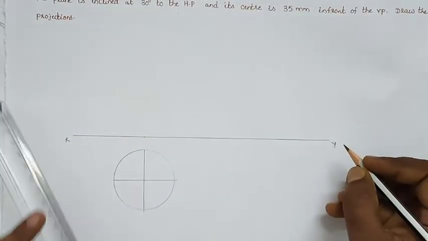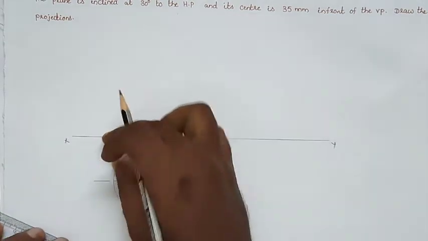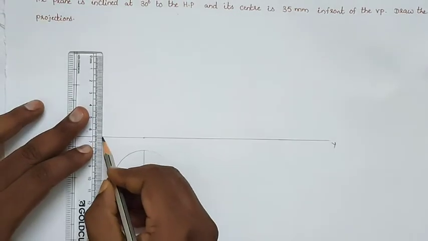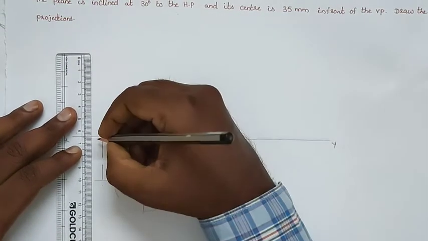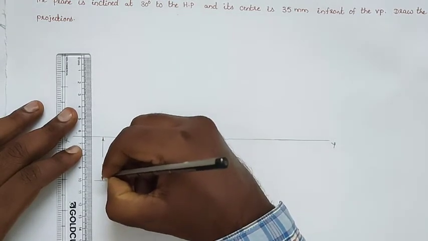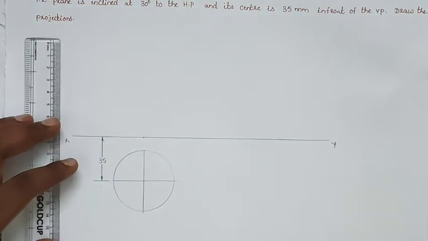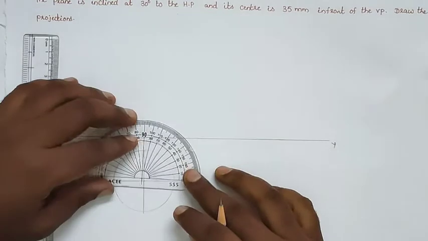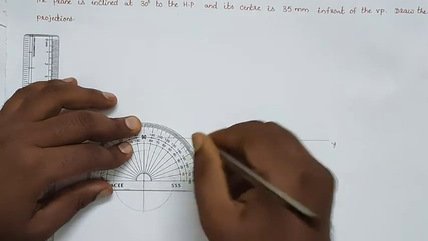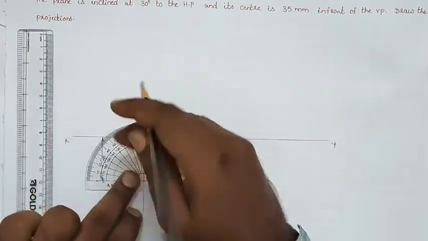Now this center to this distance is 35 mm in front, meaning 35 mm below the reference line. We will locate the center and draw the top view of our diagram. This dimension is the 35 mm distance they are giving. After drawing the circle, divide this circle into 12 parts, taking each angle as 30 degrees.